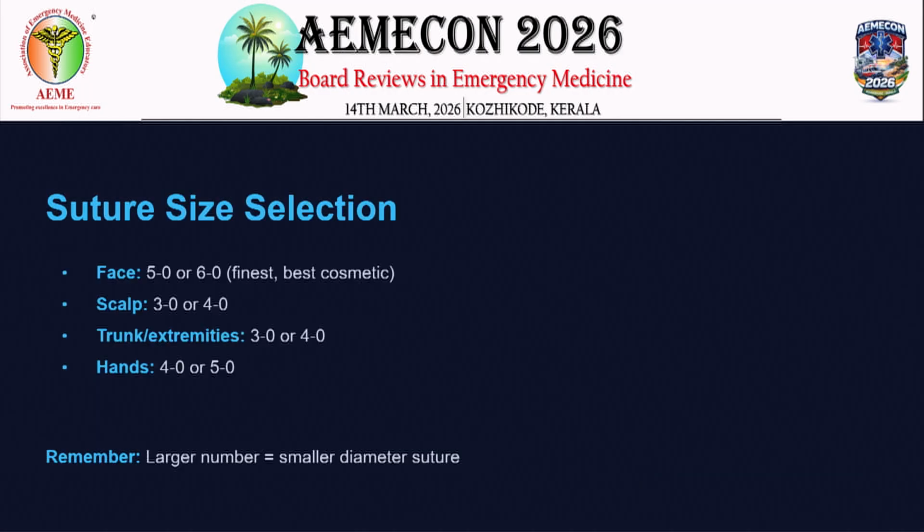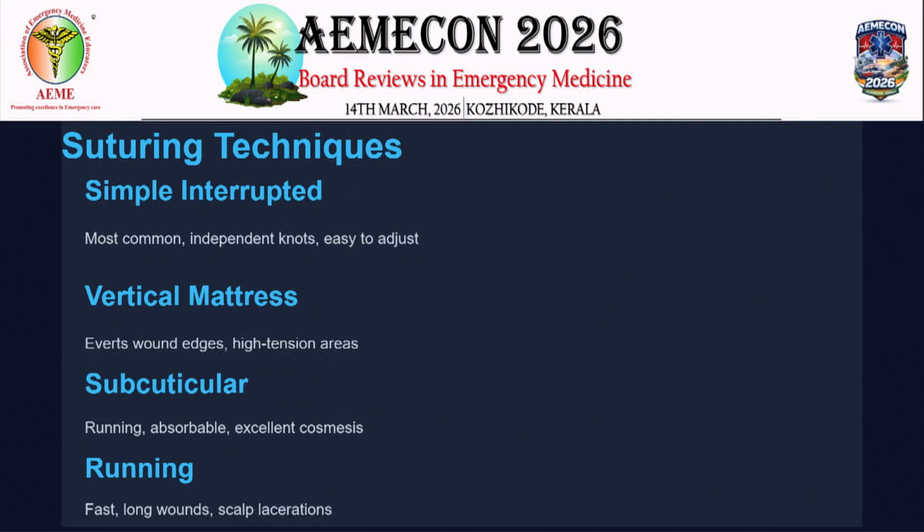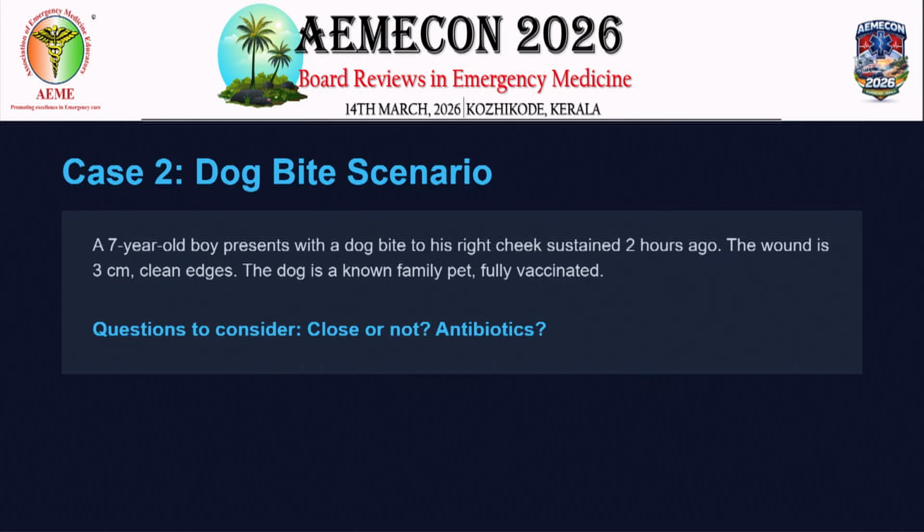Then suture size selection, this can be a brief review of that. For the face, we need very fine sutures, so 5 or 6, and for the scalp, trunk and hands, we can use size 3 to 4 sutures. Suturing techniques can also be of multiple types. They can be simple interrupted sutures, vertical mattress sutures, subcuticular and running sutures. This can be further studied in the books.